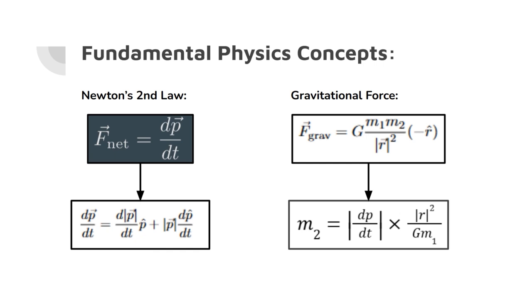The fundamental physics concepts we used were Newton's second law, which relates momentum and force, and we can see in the bottom left equation it relating momentum to both its parallel and perpendicular components. We also used the gravitational force to determine the mass of a black hole. The bottom right equation is just a rewritten version of the top one, where the mass of the black hole is equal to the change in momentum of the star times the distance between the star and the black hole squared, over the gravitational constant and the mass of the star.